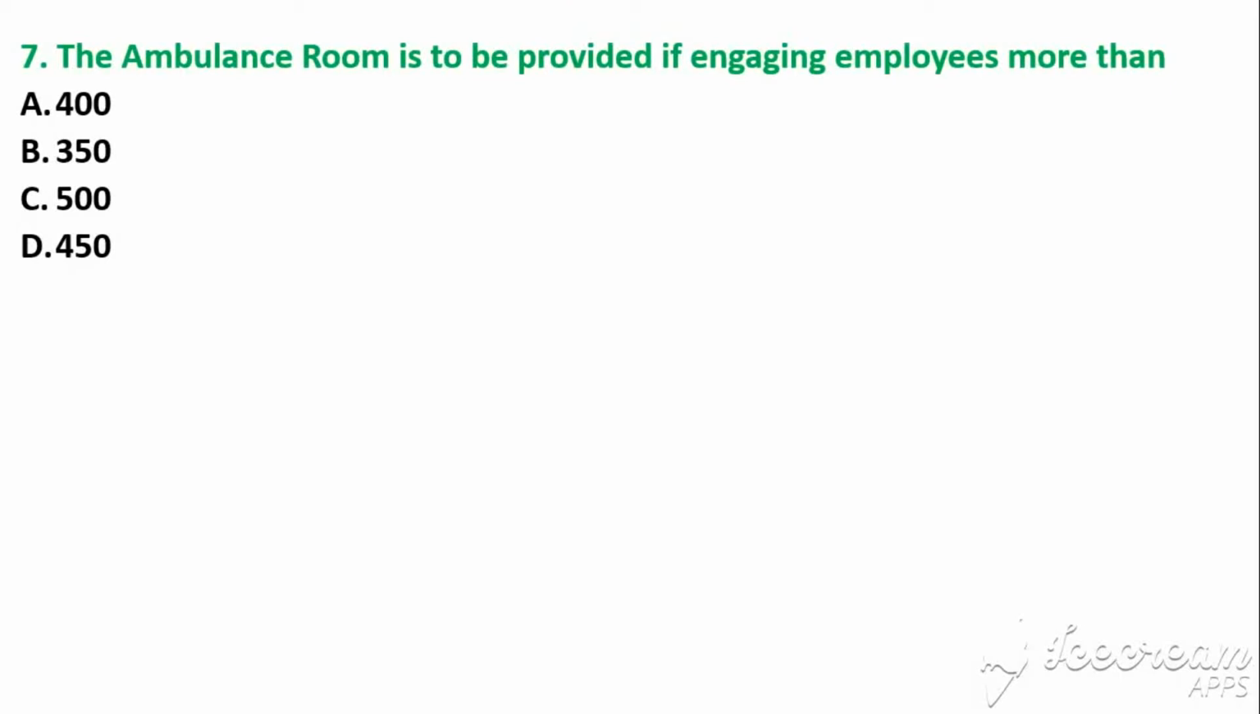The seventh question is, the ambulance room is to be provided if engaging employees more than 400, 350, 500, 450. So in a factory, if there are a number of employees, then only the ambulance room is provided. Can you guess this? How many employees are needed to get the ambulance facilities? Yes, absolutely, this is right. 500 employees. There are 500 employees needed to get ambulance facility.